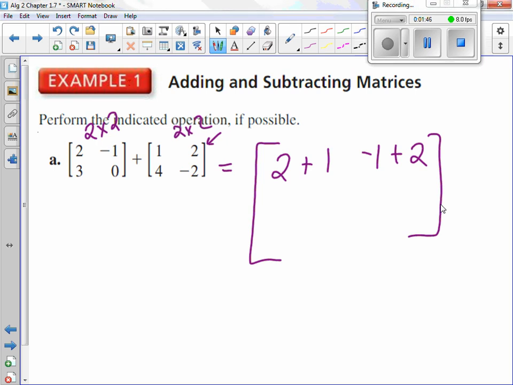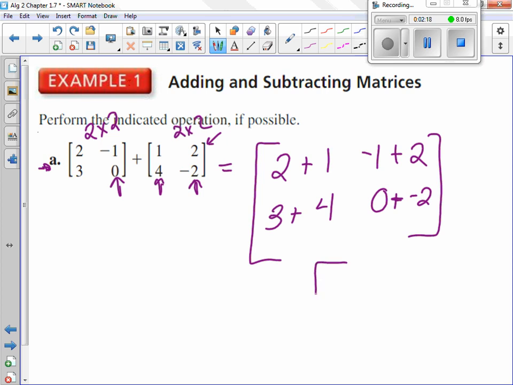Now we'll drop down to the second row. Here, second row, first column is 3, and we're going to add to it the number in the second row, first column, which is 4. So we'll do 3 plus 4. And last but not least, we have 0 and -2. So either adding or subtracting, doesn't matter which, we're combining the like terms, adding the terms in the same spot.